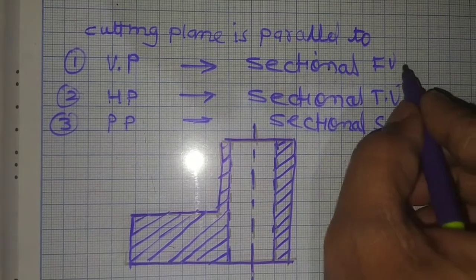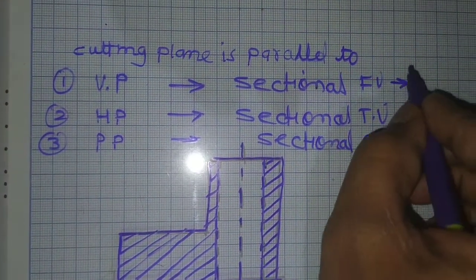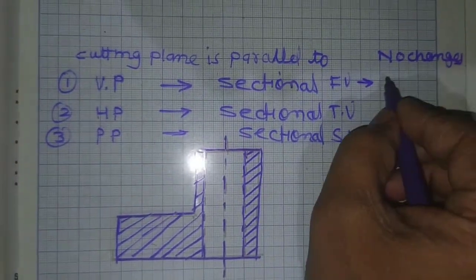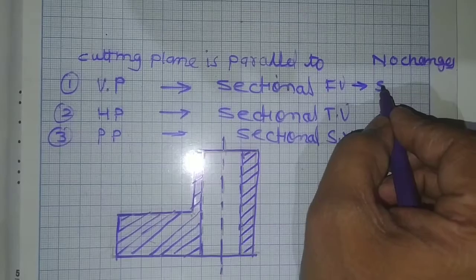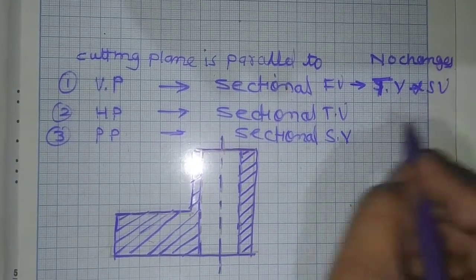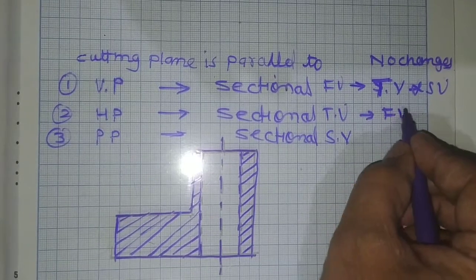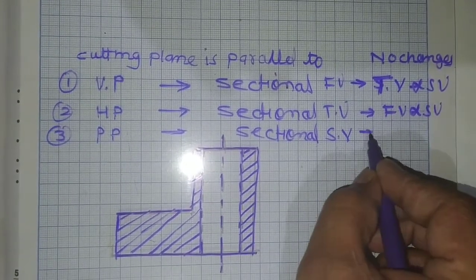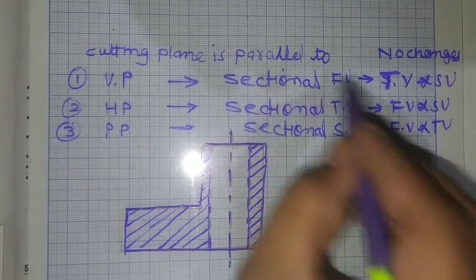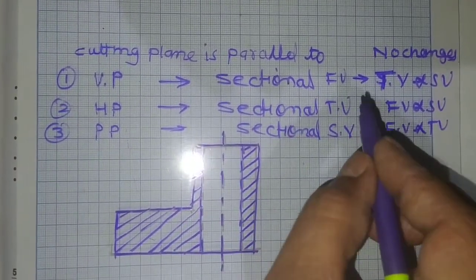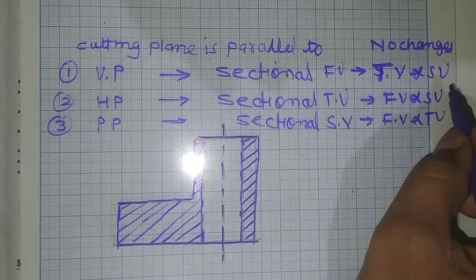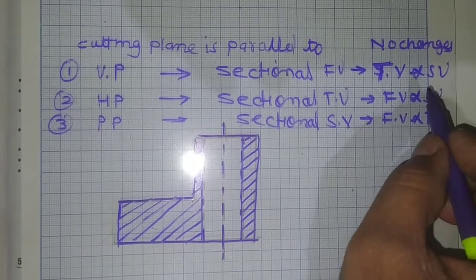There will be no changes in the top view and side view. Here no changes in front view and side view. Here no changes in front view and top view. This is the imaginary part. Only imaginary, that is what we have to see here. There will be no change in the other principal views, which we have to remember very carefully.